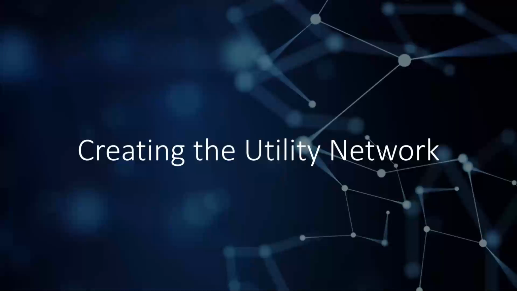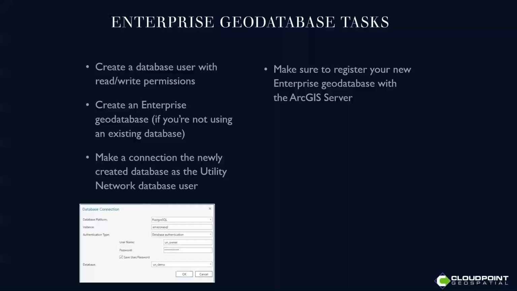So now that we've migrated our data, it's time to create our utility network. One important thing to note is that you are going to need to create a database user specifically for the utility network with read-write permissions. Next, you'll create your enterprise geodatabase unless you're using an existing database. I will mention that there are a lot of domains that come with each utility network, and it can get messy if you create your utility network in an existing database. I decided to create a separate database for the sanitary network, but that's an individual decision.